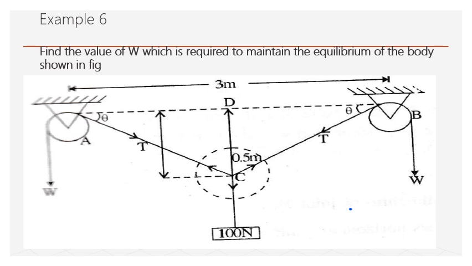Find the value of W which is required to maintain the equilibrium of the body shown in the figure. Observe the diagram. Weight W is suspended through cables or strings. The strings pass over a frictionless pulley. If nothing is mentioned, we consider the pulley as a frictionless pulley itself. Here AC and CB are the strings. The distance CD is given and the distance between AB is given. What is the purpose of those distances mentioned?